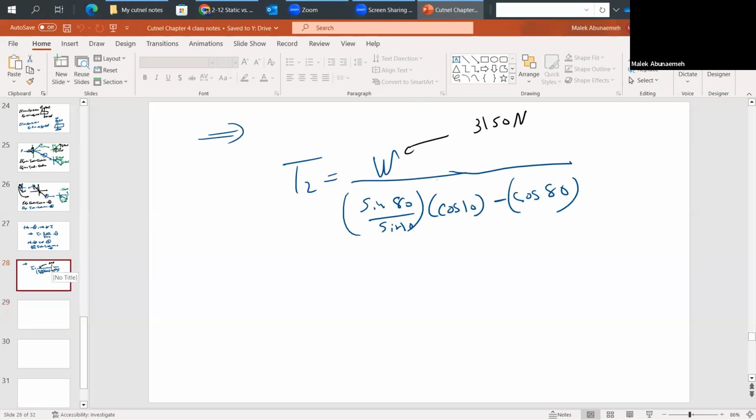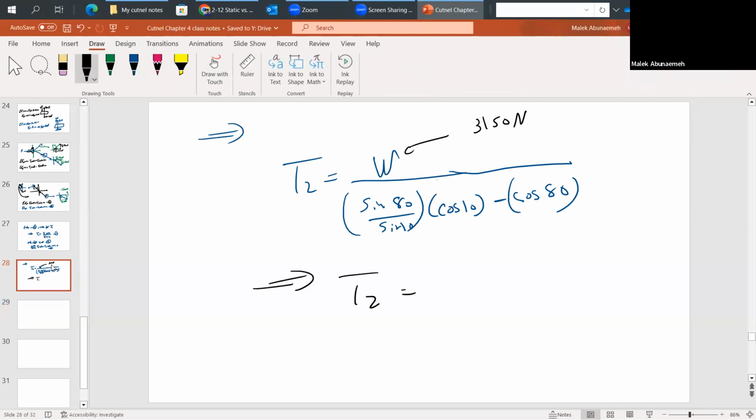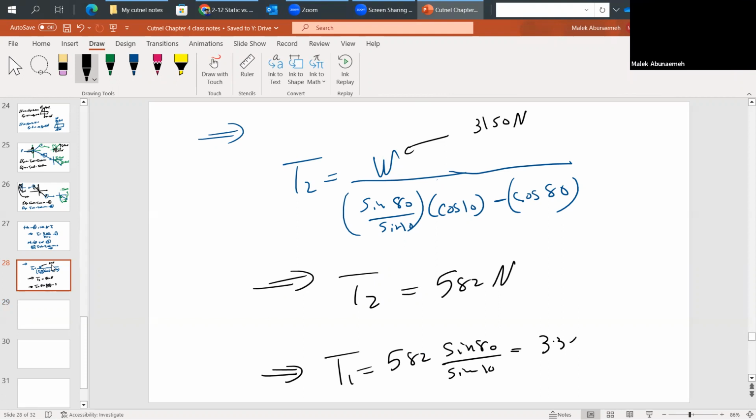All right, this unfroze again. That means your T2 is going to equal 582 newtons. Substituting that into the first one, that means T1 is going to equal 582 times sine 80 divided by sine 10, which equals 3.3 times 10 to the 3 newtons.